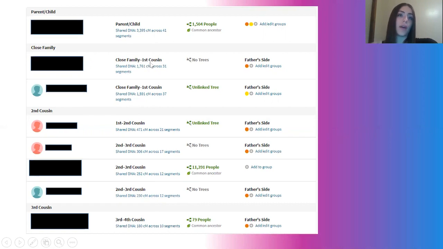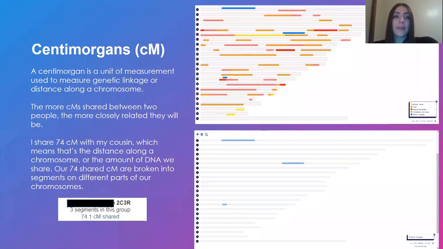So yeah, it's grouped from closest family to furthest away family. How they know who's the closest is based on this CM. So what is CM? CM stands for centimorgan. A centimorgan is a unit of measurement used to measure genetic linkage or distance along a chromosome. And the more centimorgans shared between two people, the more closely related they'll be.